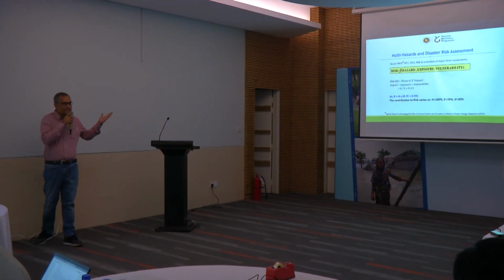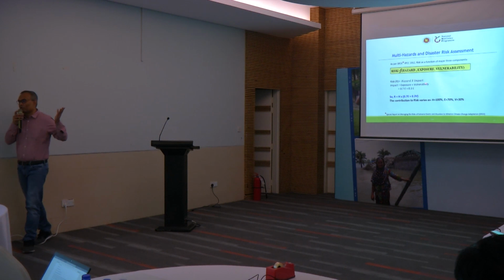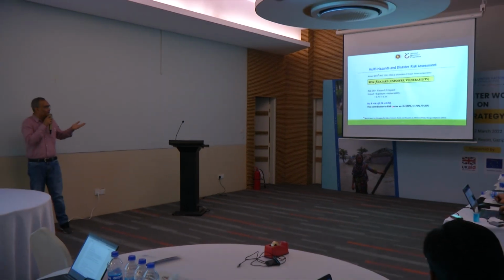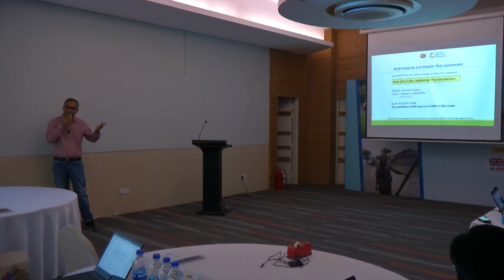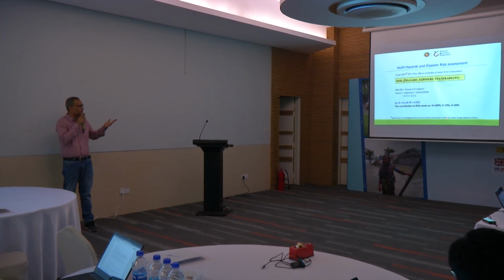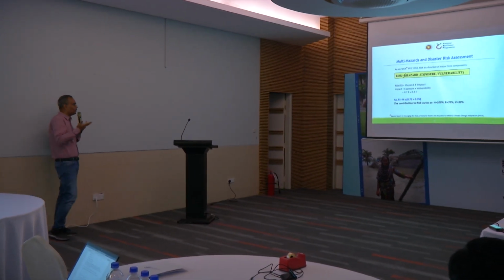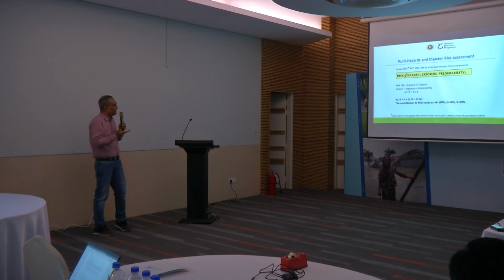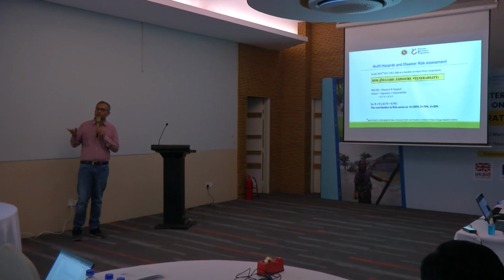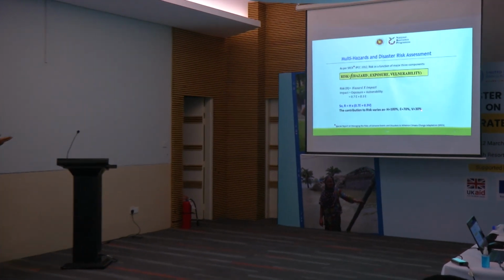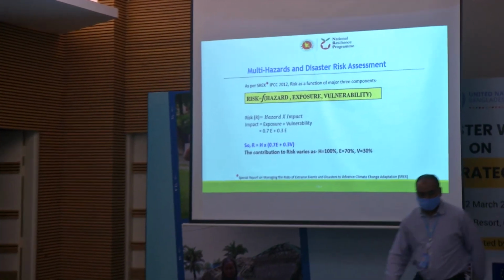Here, hazard risk is defined as the product of hazard and impact. Impact is defined here as the summation of exposure and vulnerability. But they define it in a different way. They say the impact is 1, but exposure will be 70% of that impact and 30% the vulnerability. This is how they define this one.